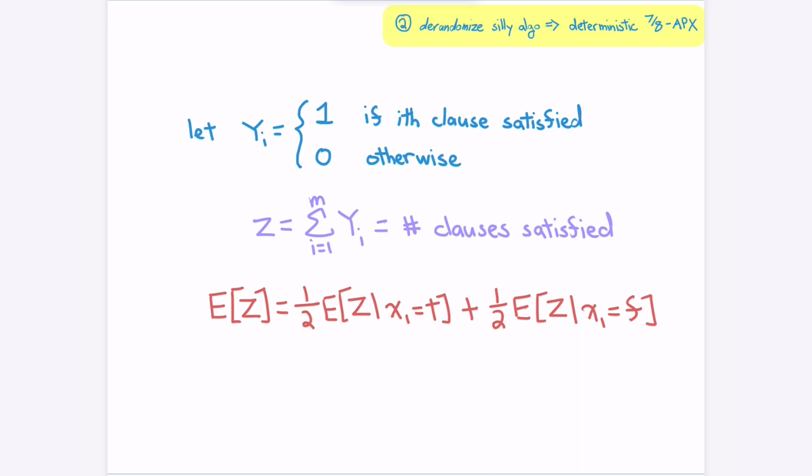No, they don't have to be equal. Maybe setting x1 to be true is worth more than setting x1 to be false. I'm claiming that at least one should be at least as good as z by itself. At least one of these choices should get you 7/8 M, but why?